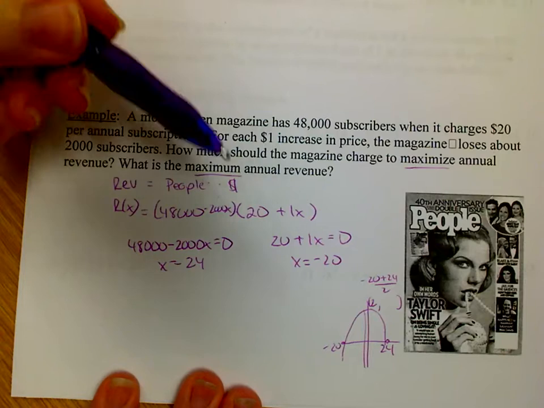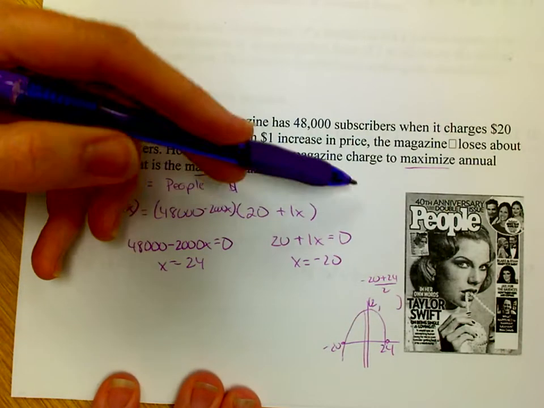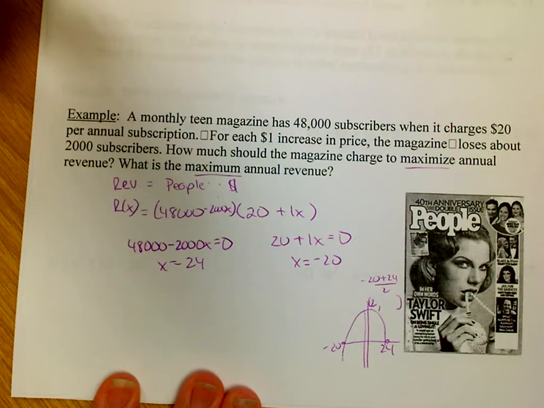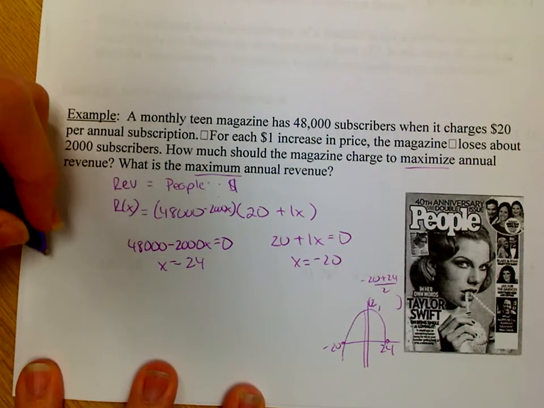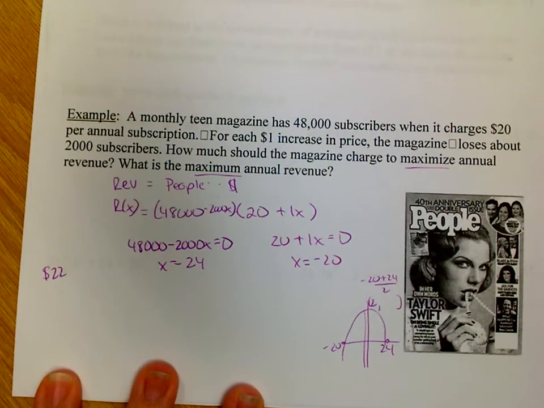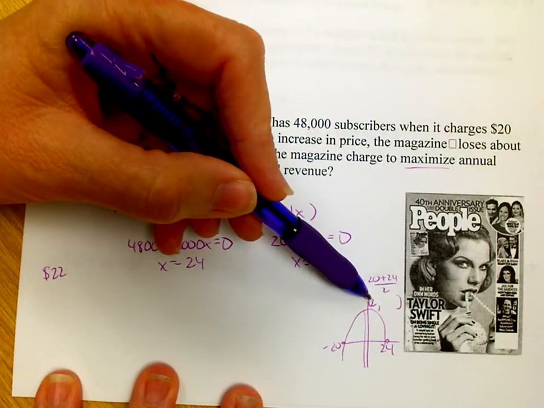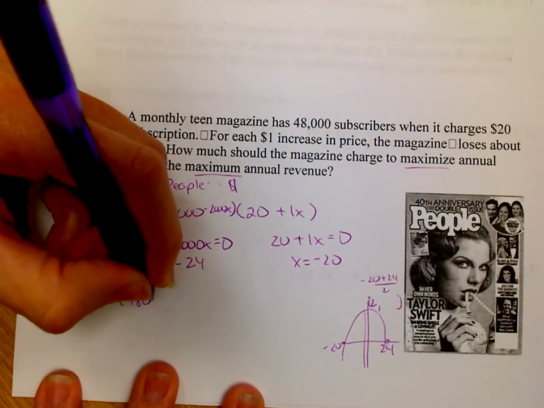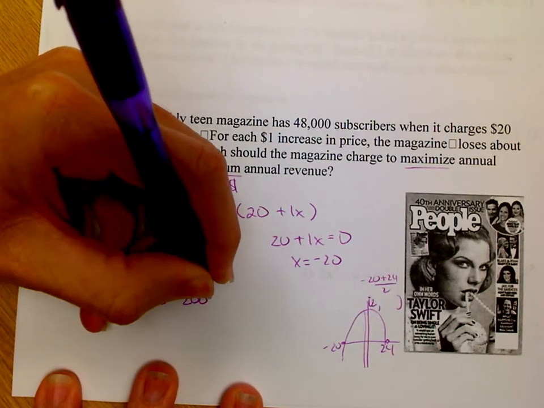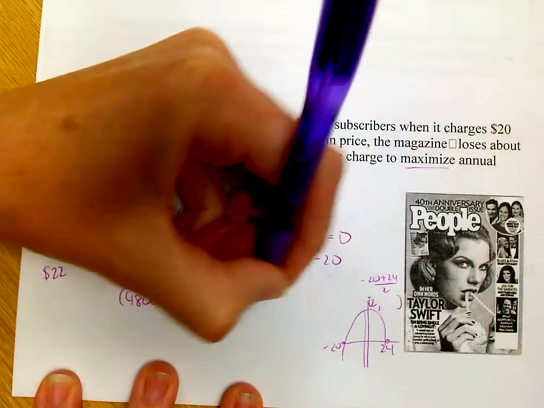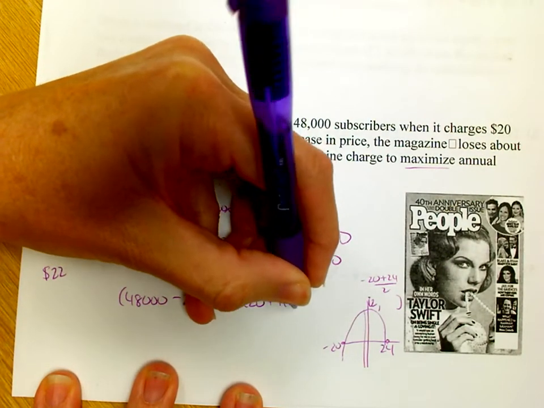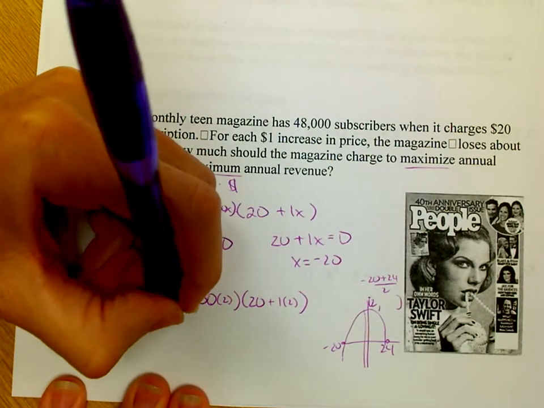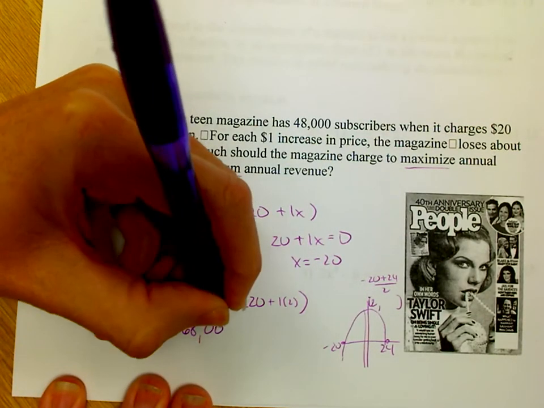What that means is if they want to maximize their revenue, they should increase the price by $2. And so the price they should charge is $22. Now, if they charge $22, they want to know how much would they actually be making. Well, if you know the x coordinate, to find the y coordinate, you just go back and plug it in. And when you go to this problem and plug in 2 for x, you will end up with a maximum revenue of $968,000.